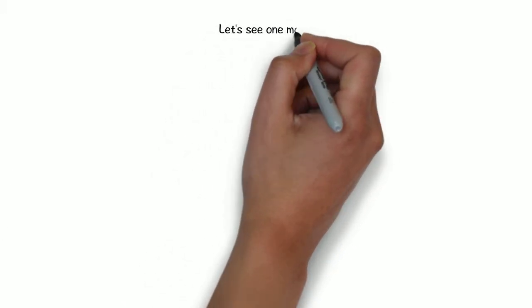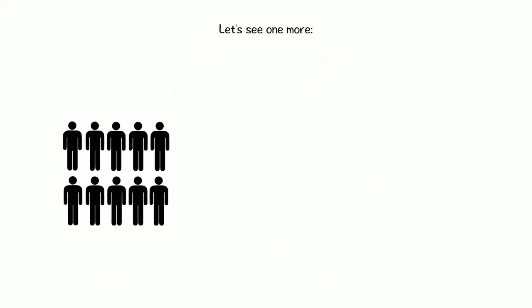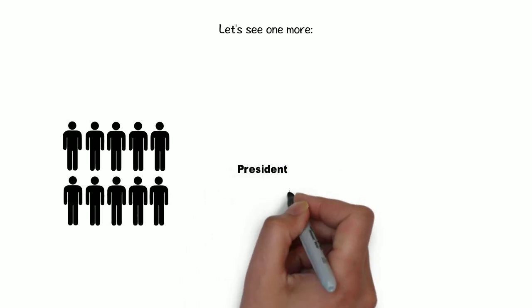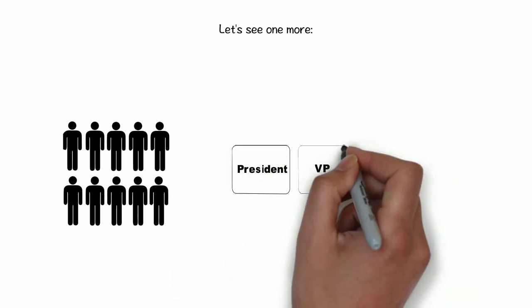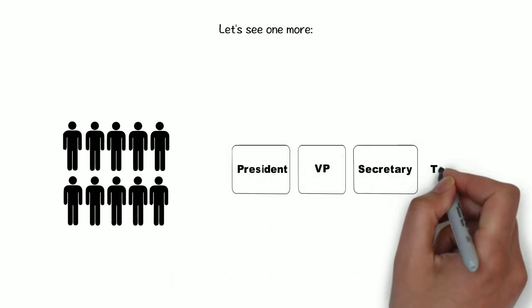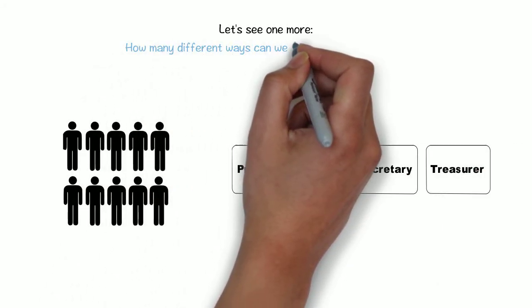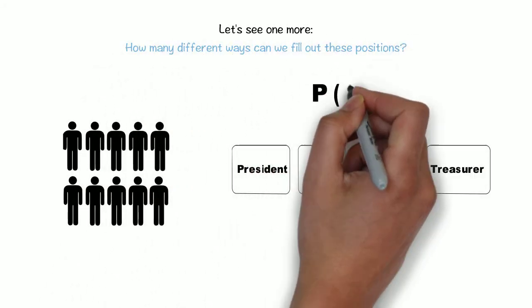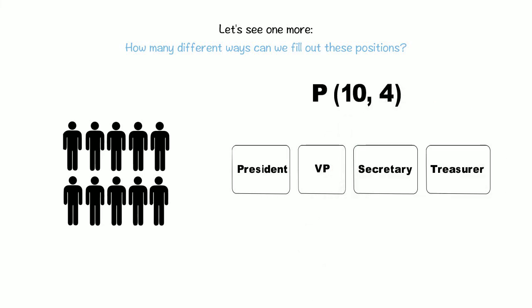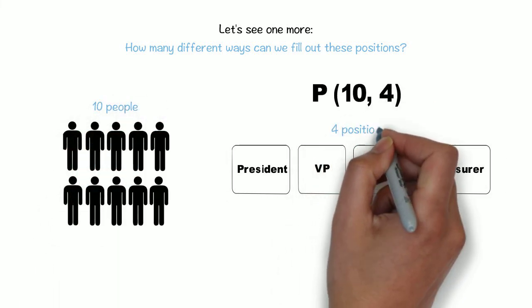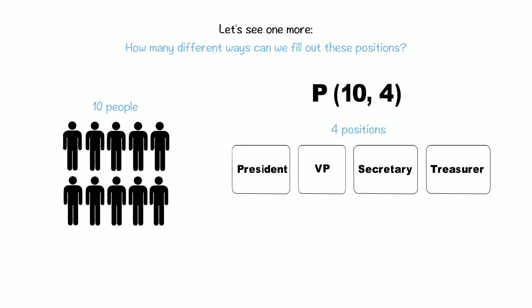Here's another example. Let's say that you have 10 people, and you're going to select from these 10 people someone to be president, someone to be vice president, someone to be secretary, and someone to be treasurer. If you wanted to write the number of ways you could select all these positions out, you would start by writing this as P of 10, 4. 10 because we have 10 people, and 4 because we have 4 special positions that we're going to be selecting for.